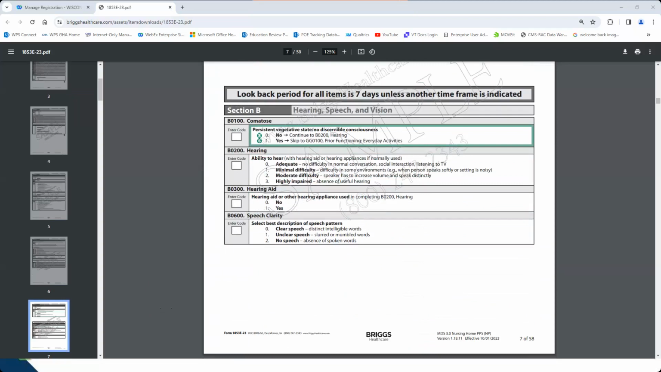Okay, so scrolling down into section B, which is the hearing, speech, and vision, you'll see that there are indicators in this section as well that may adjust your payment amount. So things like comatose, making themselves understood. Again, upon medical review, we must look at the documentation to make sure what you reported on the MDS in this area matches your actual documentation.